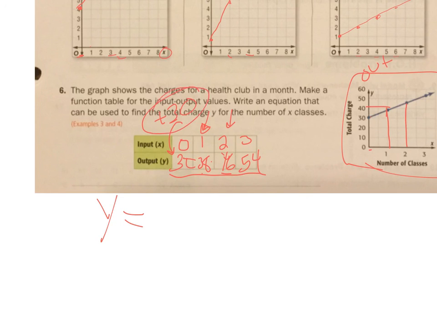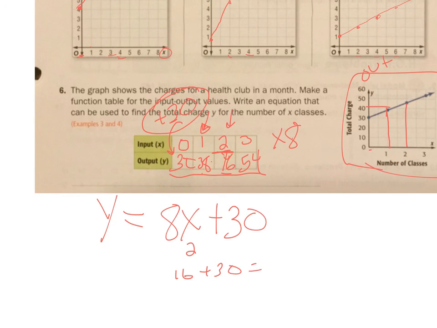But if we have a plus 30 here, I'm going to do 1 times 8. Now, if 1 times 8 gets me 8, then I have to add 30 more. Let's see if that works for everything. 2 times 8, if I put 2 in here, that gets me 16 plus 30, and that equals 46, which is that right there. Okay? And then I'll work the same with 3. So my equation is 8x plus 30.